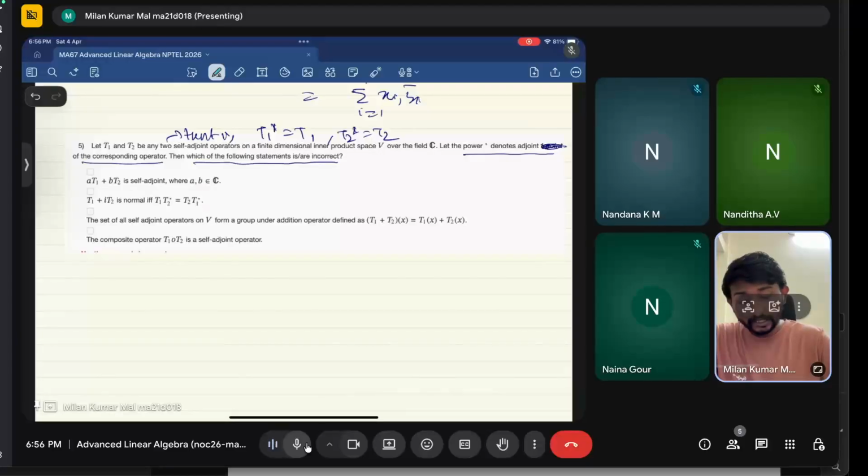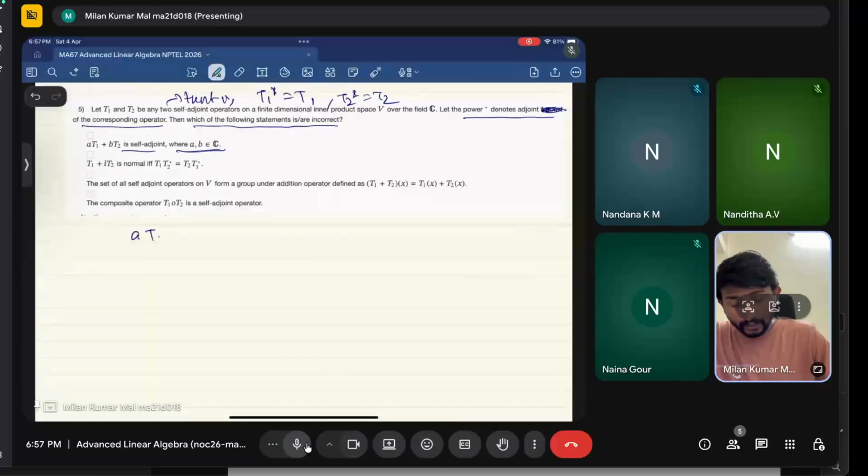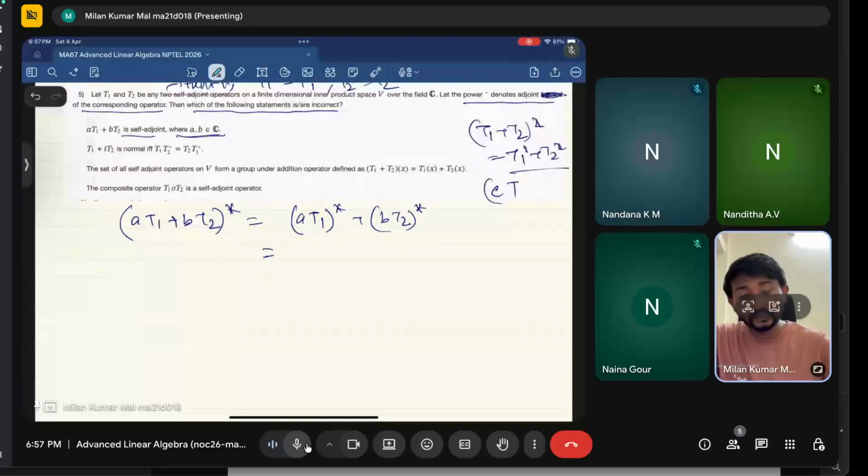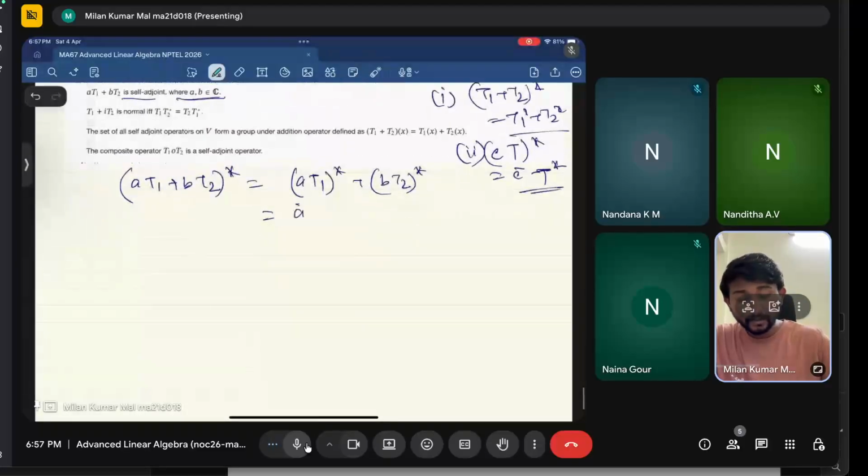aT1 plus bT2 is self-adjoint wherever a, b belong to C. So let's check its adjoint. By the rules, I know that (aT1 + bT2) star is a bar T1 star plus b bar T2 star, because (T1 + T2) star is T1 star plus T2 star. You can easily check that. And for any scalar, (cT) star equals c bar T star. You can also check that. So this will be equal to a bar T1 star plus b bar T2 star.